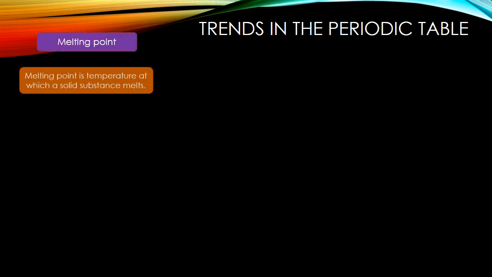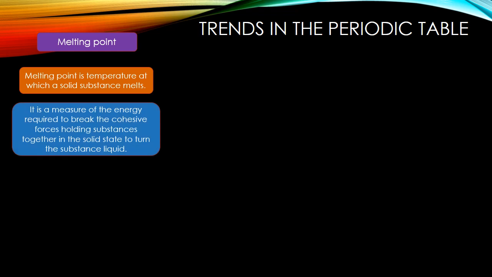Melting point. Melting point is the temperature at which a solid substance melts. So this temperature where a solid substance turns to a liquid can be used to identify a substance. So we can measure this in terms of the energy needed to break the cohesive forces holding the particles in the solid substance together. The stronger the cohesive forces, the higher the energy that would be required to overcome them.